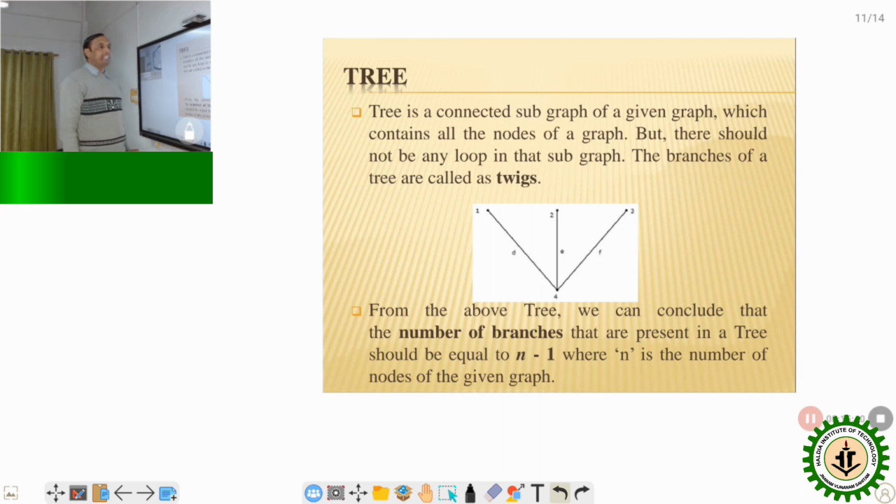And one more very important thing, the branches of a tree are known as twigs. So the name of the branches of a subgraph tree is twigs.